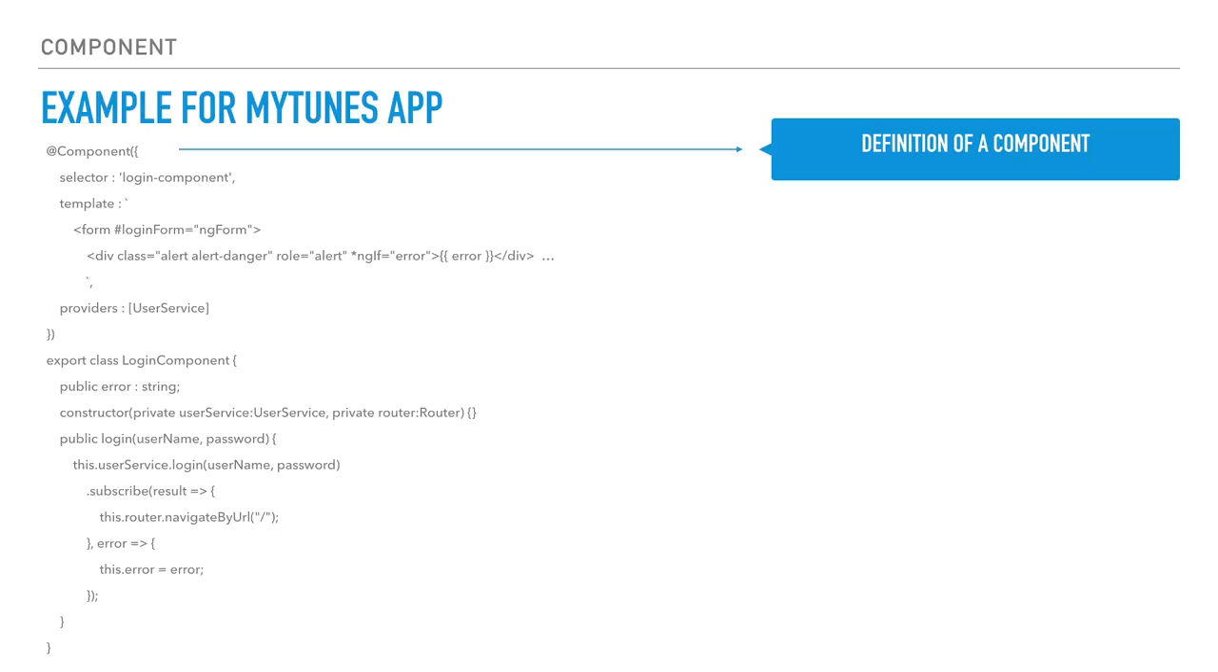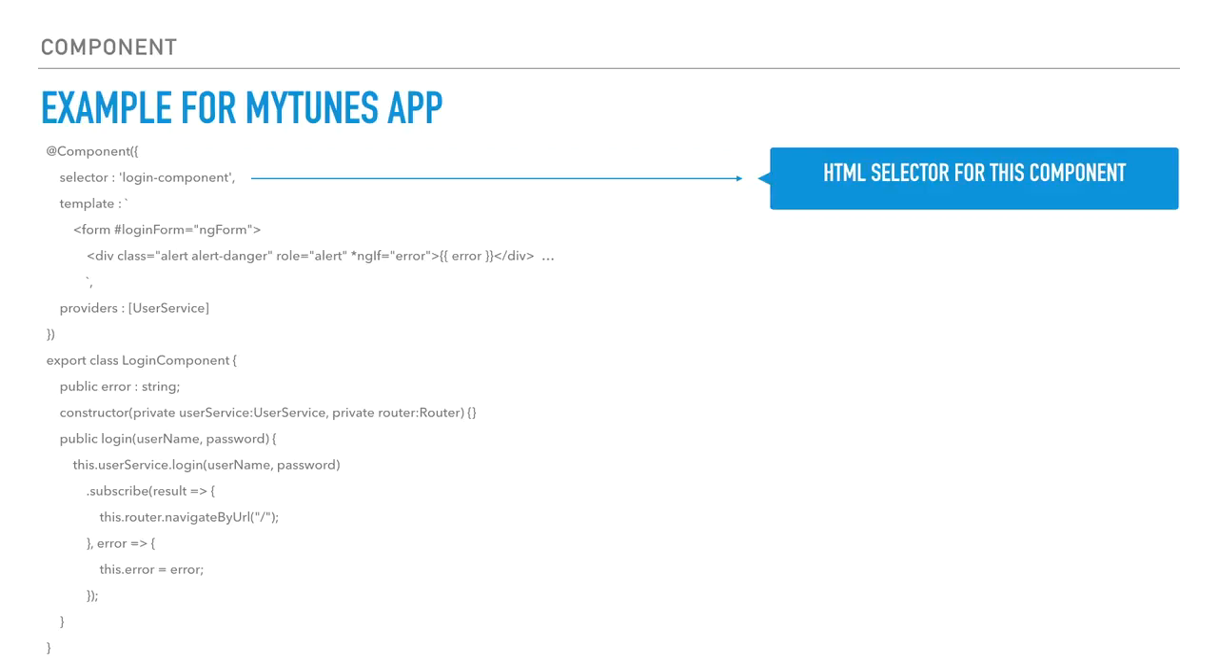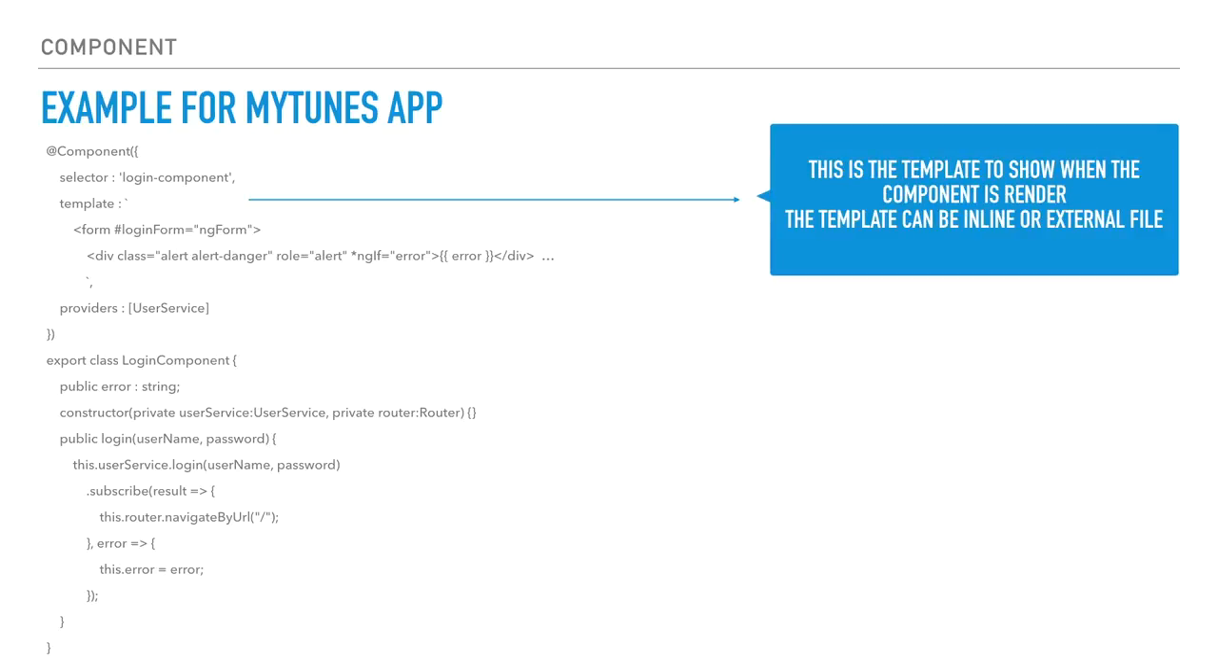Okay, perfect. Then our component needs a selector. In this case, we are defining the login component. This will be the HTML tag that we will define in our HTML page. And then Angular will know, oh, here I should place the login component. So when Angular finds the login component tag in the HTML, then it will render what is in our template part of the decorator. As we can see here, our component will be a form, that has a div inside and so on.